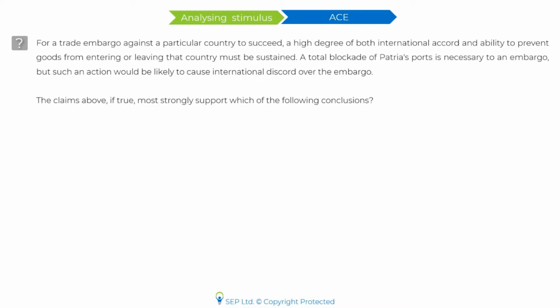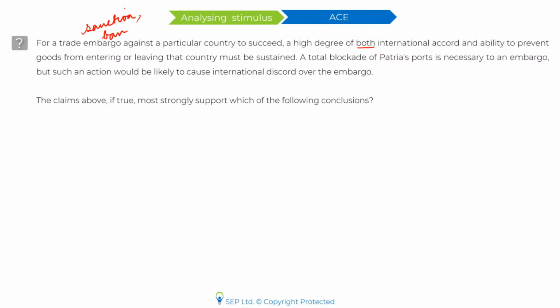For now, let me tell you the meaning. A trade embargo is like a trade sanction or a trade restriction, a trade limit, or in simple words, a ban. So for a trade ban against a particular country to succeed, a high degree of both international accord and ability to prevent goods from entering or leaving that country is required. In case you don't know what a trade embargo is, this part would tell you that embargo means total stopping of trade. No goods will leave that country, meaning no export, and no goods will enter that country, meaning no import. So a trade embargo would mean a total ban on trade.